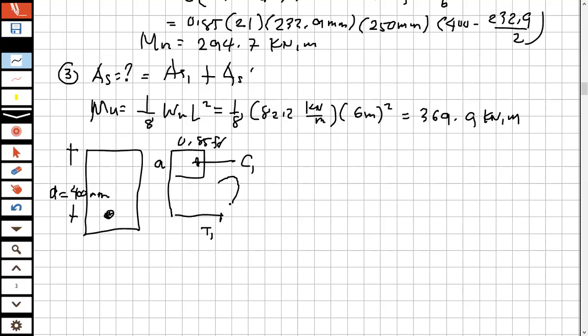So, let us consider first this M1. The question is if there is a need for a doubly reinforced beam. So, this is D minus A over 2. How will we know? Paano natin malalaman kung okay, how will we know if we need a doubly reinforced beam?